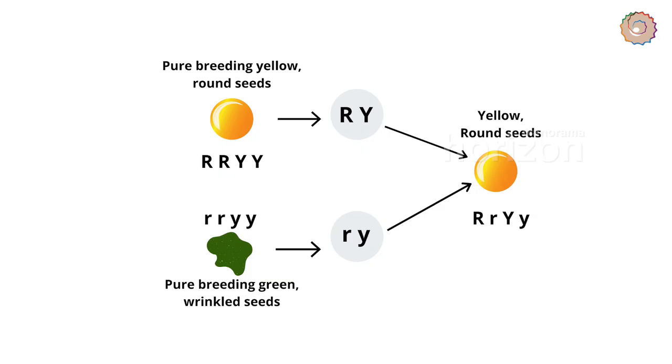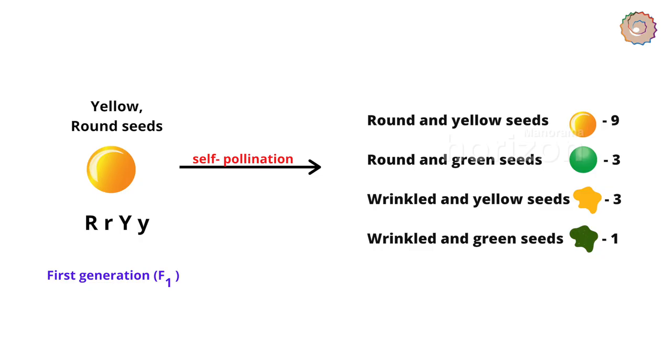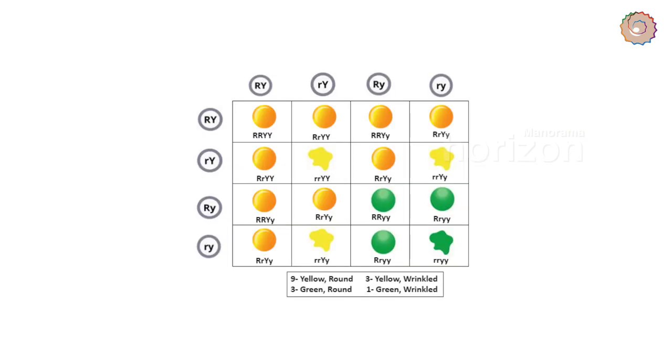Dihybrid cross. Mendel also carried out experiments to observe inheritance of two pairs of contrasting characters, which is called a dihybrid cross. In the F1 generation, he obtained all round and yellow seeds. It means round and yellow traits of seeds are dominant features while wrinkled and green are recessive. He self-pollinated the plants of the F1 generation to obtain the F2 generation. He obtained 4 different types of seeds: round yellow, round green, wrinkled yellow and wrinkled green in the ratio of 9:3:3:1. The ratio can be obtained accurately with the help of a Punnett square.